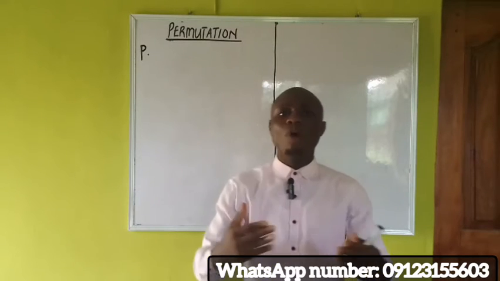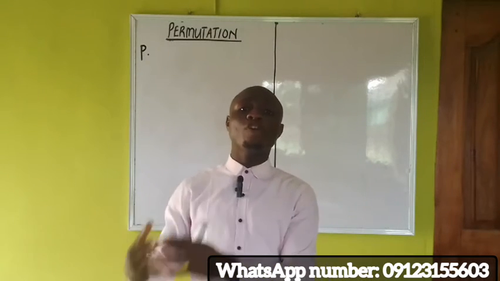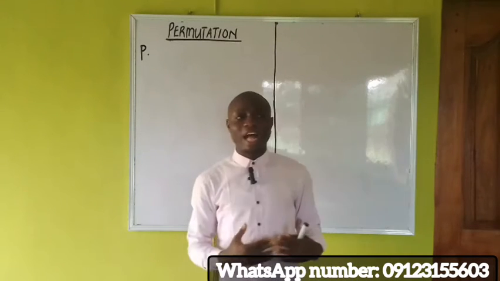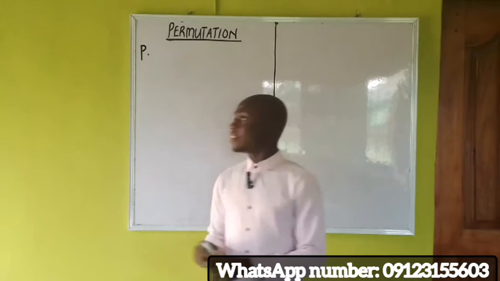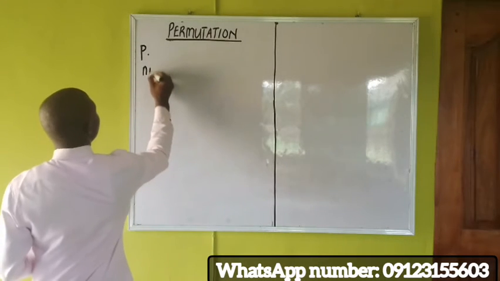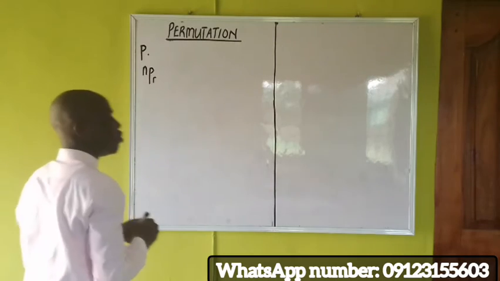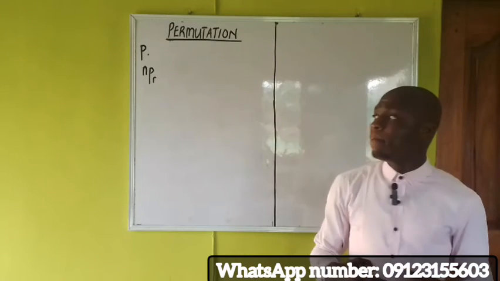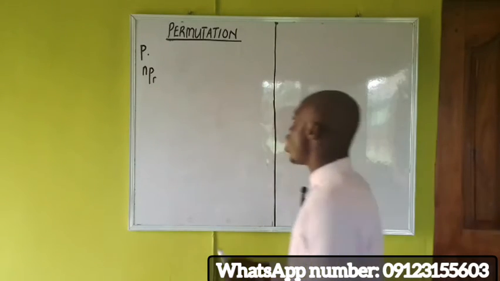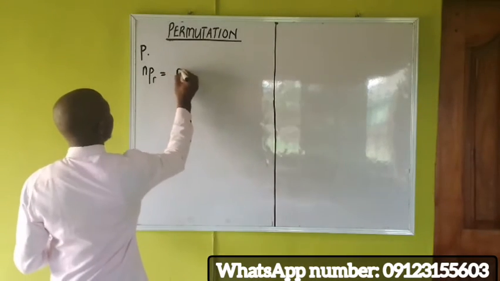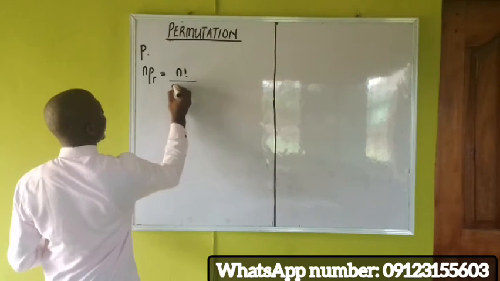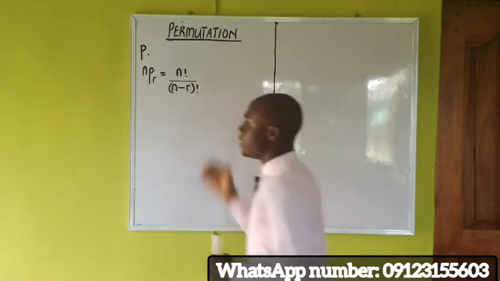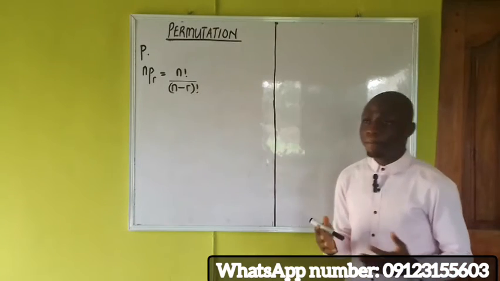Hence, how do I express the number of ways of arranging n different objects taking r at a time? It is written as n permutation r. By mathematical approach, n permutation r becomes n factorial over n minus r factorial. Here is the basic concept behind permutation.